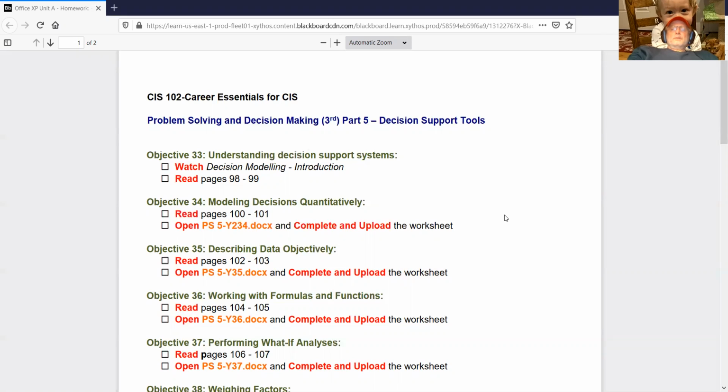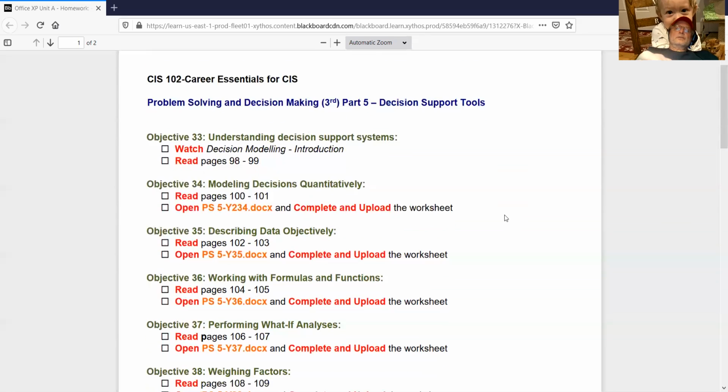We'll talk about formulas. Now, we're not talking about terribly complex formulas. I mean, averaging, mean, median, mode, those are types of formulas that we're using. There are other formulas that will certainly help you out. Objective 37 here is an interesting one.